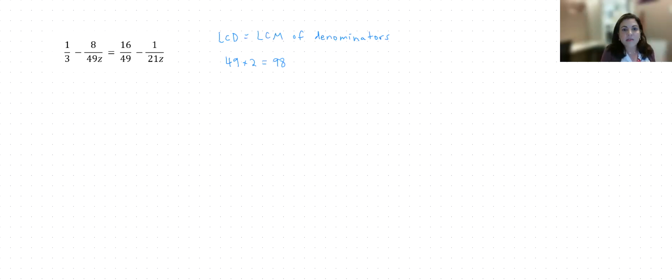So let me try 49 times 3. That is 147. And let's see, if I do 147 divided by 3, well, we know that's 3 times 49. If I do 147 divided by 21, 21 goes in 7 times. So that means that this is the least common denominator for these fractions. All three of these denominators, the number 3, the number 49, the number 21, they all go into 147.